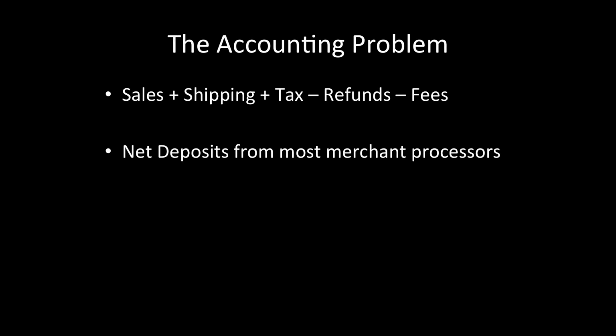So, Shopify, for example, if you use Shopify Payments, will take the 10 transactions you had yesterday, add up the sales, add up the shipping, add up the tax, take out any refunds you had yesterday, and take out any merchant fees, and it'll deposit the net amount into your bank account. Obviously, the challenge then becomes, how do you account for that? How do you unravel all those different pieces of information from the net deposit?